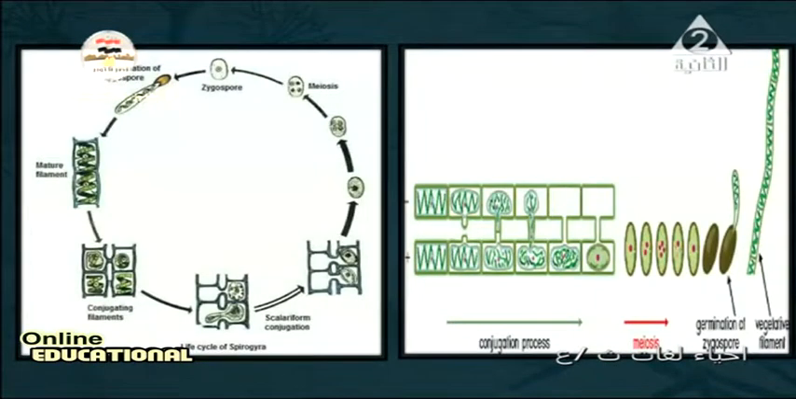Okay, this is the form of spirogyra life cycle. Conjugation occurs. This one filament on the right side shows what happens in one filament. One filament undergoes this type of reproduction, the conjugation process, with meiosis division to germinate and produce a new filament for spirogyra.